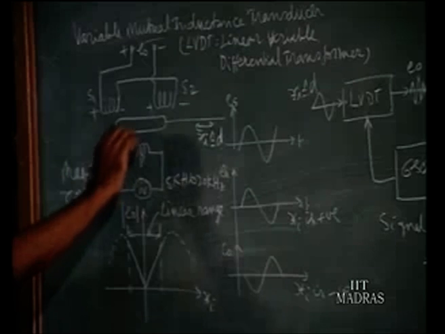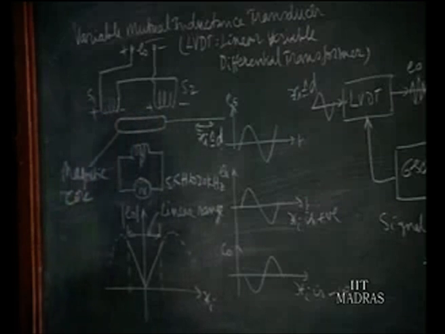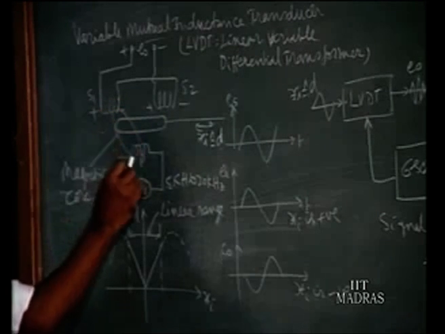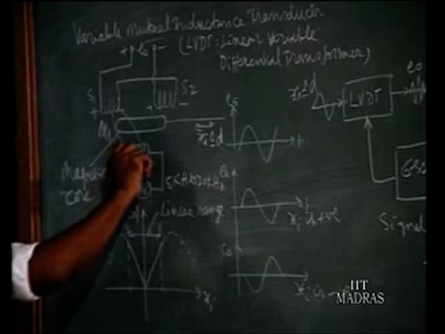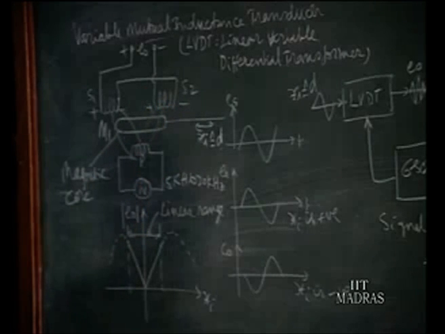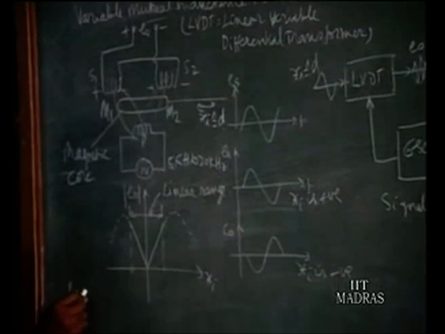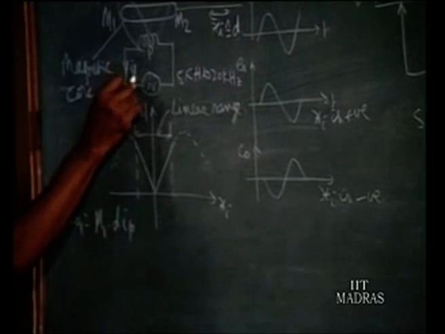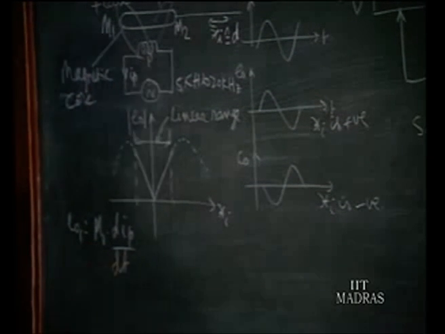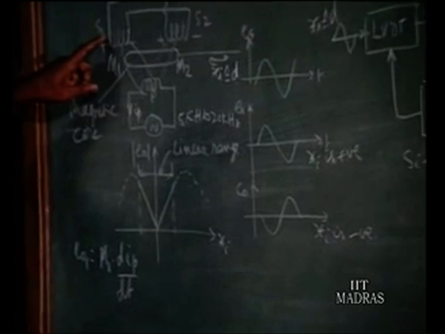Now assuming the core is at the middle, we find the mutual inductance between the primary coil and the secondary coils. When it is in the middle, they are the same. The mutual inductance between the primary coil and secondary coil 1 we call M1, and similarly the mutual inductance between the primary coil and coil 2 we call M2. So proportional to the mutual inductance, voltage is developed here. That voltage, suppose we call it EO1, is equal to M1 times dIP by dt, where IP is the current flowing in the primary coil. The rate of change of current into M1 gives the voltage developed in secondary coil 1.